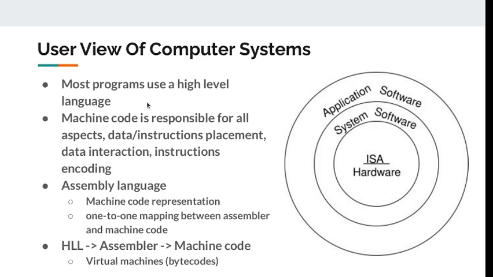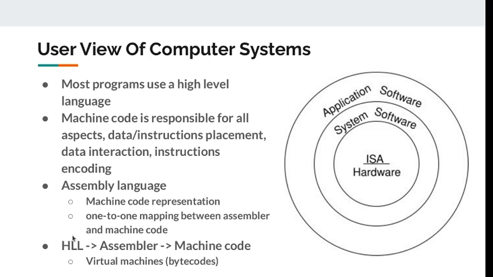So most programs use a high-level language. You're gonna use C, you're gonna use Python. Actually, Python and others use bytecodes, but it's a high-level language as well. The machine code is responsible for all aspects. So the machine code is the one that's gonna fetch the instructions, the instruction placement, the data interactions, and how you're gonna encode the instructions. And the assembly language, it's a closer machine code representation. Usually you have a one-to-one mapping between the assembly instructions and the machine code itself.